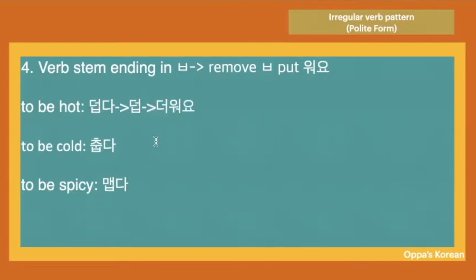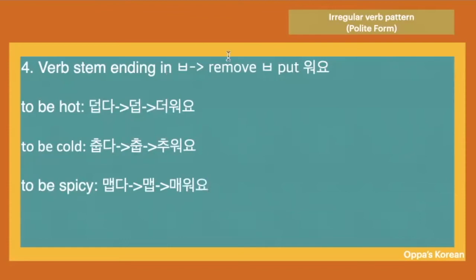Second example, to be cold, 춥다. The stem is 춥. The stem ends in 비읍. So you remove 비읍 and put 워요. 추워요. To be spicy, 맵다. The stem is 맵. So you remove 비읍 and put 워요.